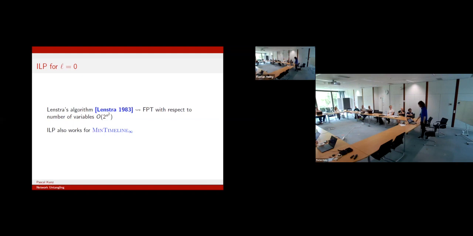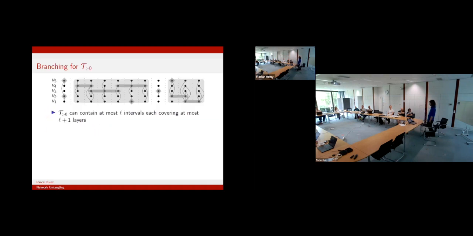But this second part is only going to work for the sum version. So now I want to guess the intervals of positive length. The first thing I can notice is that the number of these intervals is bounded by the parameter, and the number of layers that are affected by these intervals is also bounded by the parameter. So basically, what does the solution look like? Well, there are very few layers that are covered by long intervals, and then everything else has to be solved with length zero intervals.